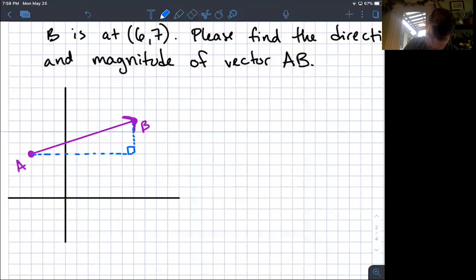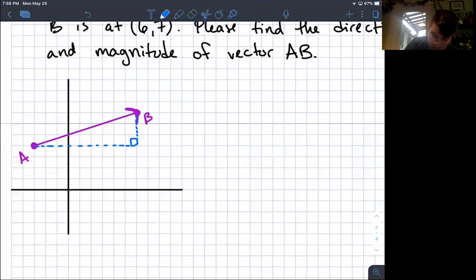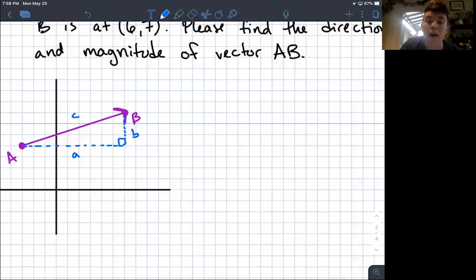Let's say this is A, this is B, this is C, just like a regular right triangle. So C is just like the Pythagorean theorem, right? I know that C squared equals A squared plus B squared.